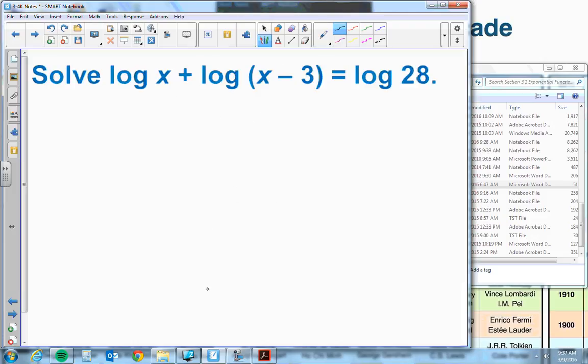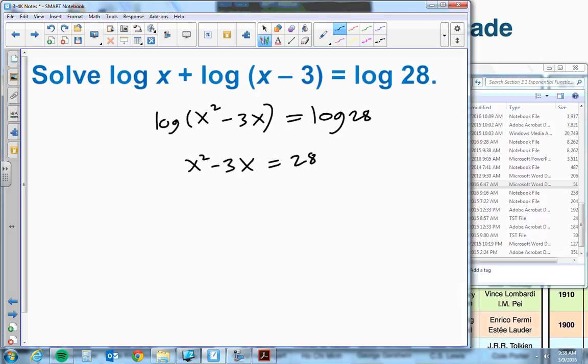The next one adds a step. We have to use a product rule, so we get log of, and I'm going to go and multiply them. If you distribute the x, you get x squared minus 3x. So basically, after one step, it looks like the last example. So now we set those two arguments equal to each other and solve.